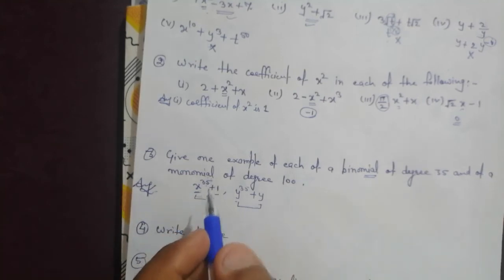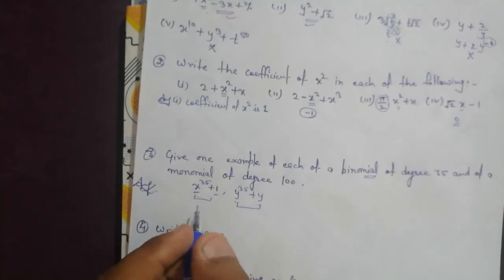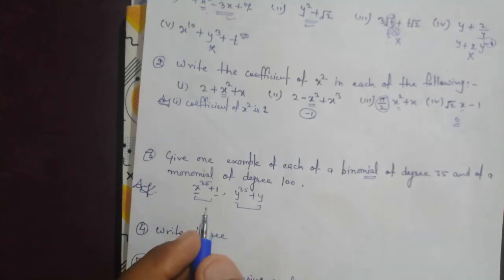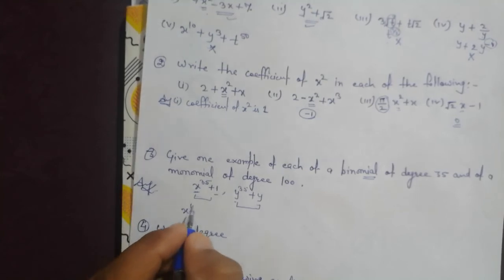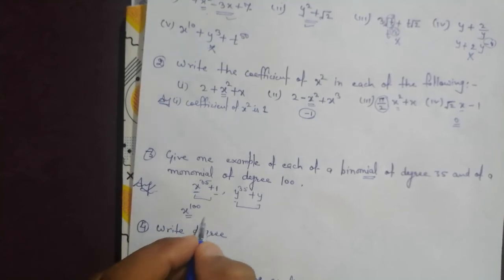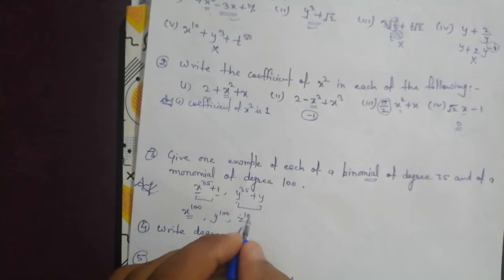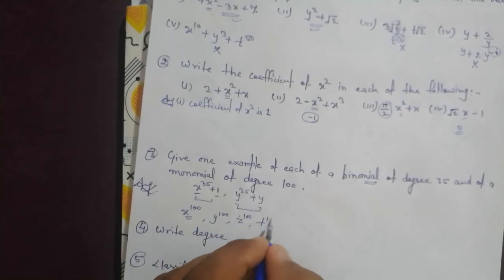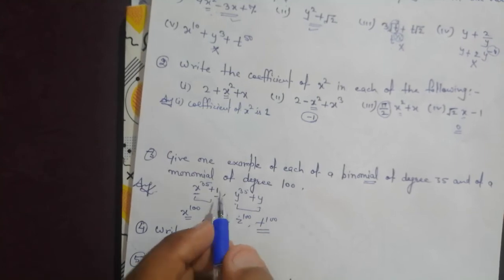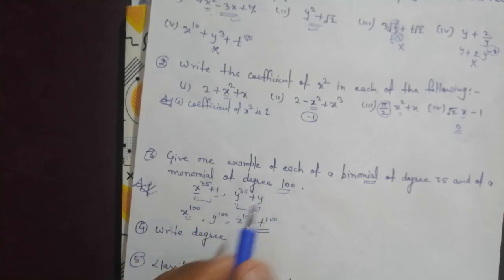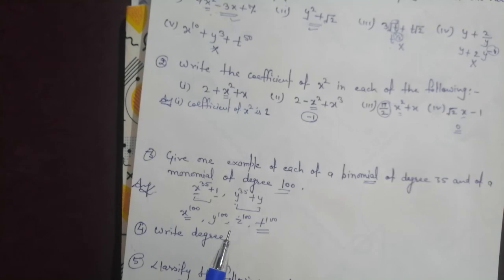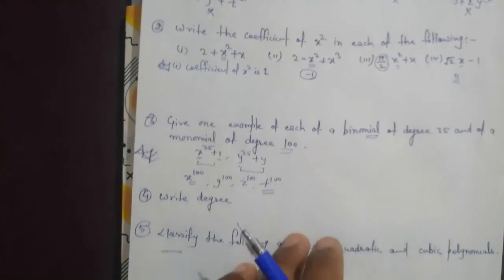And next is a monomial of degree 100, which means only a single term will be there and the power of that single term will be 100. So we can write x power 100, only one term. We can write y power 100, z power 100, t power 100. These all are examples of a monomial of degree 100. Any one example you have to write.